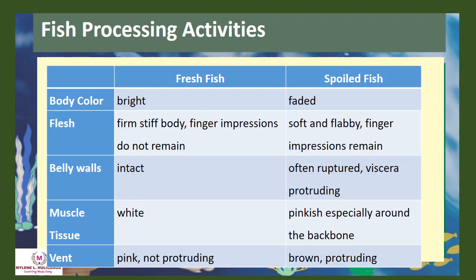For the fresh fish, the body color is bright, the flesh is firm, the body is stiff, finger impressions do not remain, the belly walls are intact, the muscle or tissue is white, and the vent is pink and not protruding. For the spoiled fish, the body color is faded, the flesh is soft and flabby, finger impressions remain, the belly walls are open or ruptured, the viscera is protruding, the muscle tissue is pinkish, especially around the backbone, and the vent is brown and protruding.